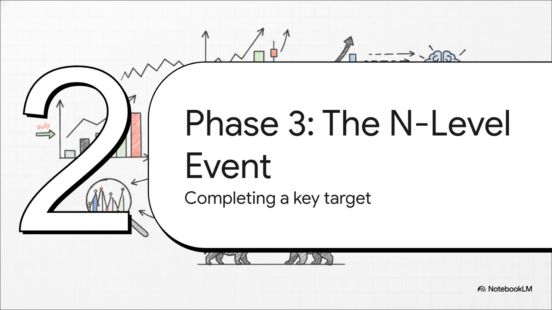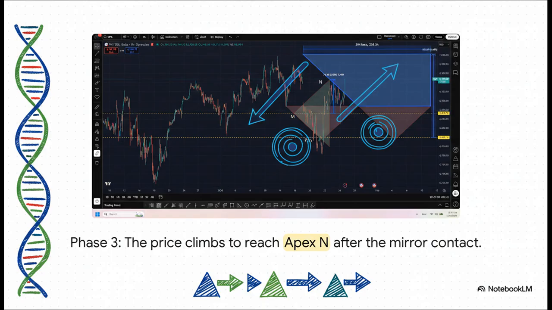This is phase 3, known as the N-level event. This is a pretty big deal because it marks the achievement of the second target we laid out in the plan. This chart shows it perfectly, the price reaching the N level. You can see this happened after the mirror contact in phase 2. Now, this event has very specific implications for how the planned trades are managed.